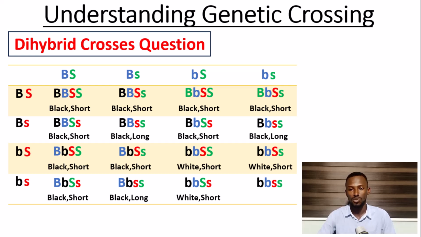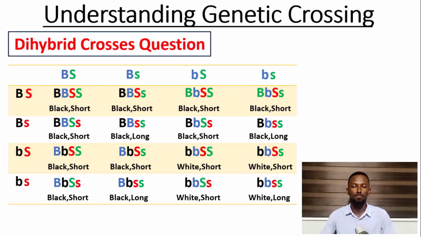Remember, the small letter b is responsible for white fur, and small letter s is responsible for long fur. And those are recessive traits. So if two of them are present, the recessive trait will be expressed phenotypically. So this is going to be a white, long fur rabbit. So these are the genotypes and their corresponding phenotypes. But the question is asking us to find the phenotypic ratio. So we are done with the first step.